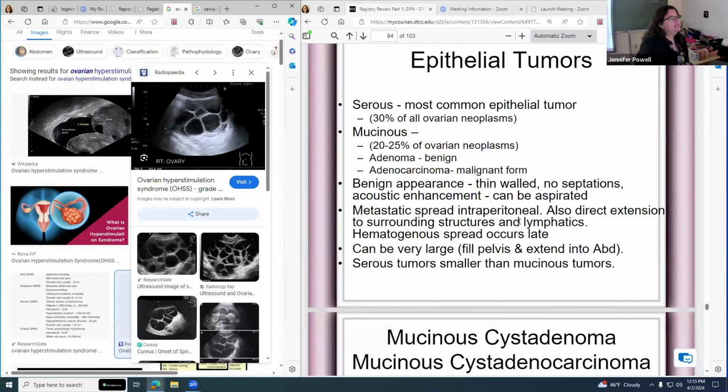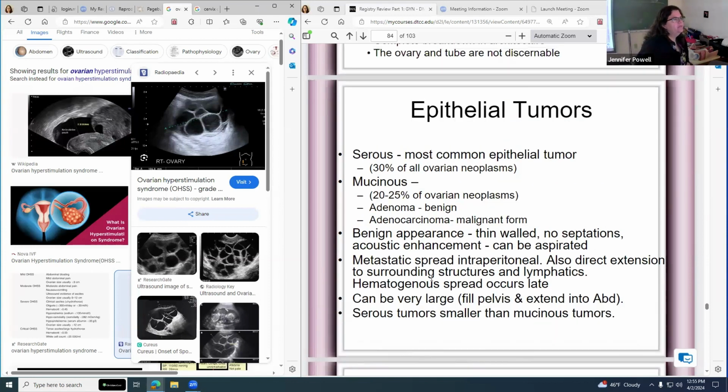Benign appearance is thin-walled, no septations. The ovary is going to be thin-walled with no septations. It will have acoustic enhancement, and that can be aspirated. Metastatic spread is from the intraperitoneum, also direct extension to surrounding structures and lymphatics.